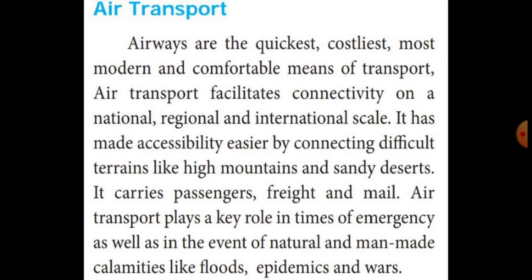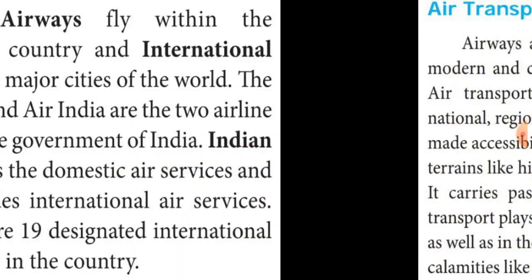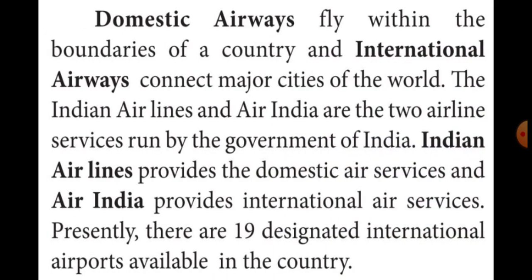One question I am going to ask, students. What are the two ways of air transport? Very good. Domestic airways and international airways. Domestic airways means air transport that flies within the boundaries, that means from one state to another state or one district to another district in a country. International airways means it connects major cities of the world, that means between countries, one country to another country.